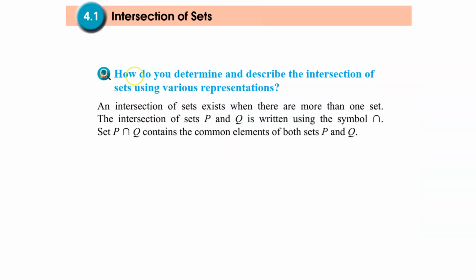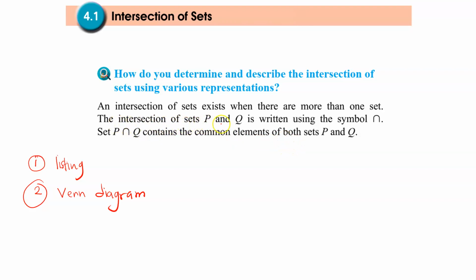Okay, intersection of set. How do you determine and describe the intersection of set using various representations? So, various representations, we have two. One, by listing, and two, using a Venn diagram. So, first by listing, second by using a Venn diagram. An intersection of sets exists when there is more than one set. So it means at least two sets are involved, then there is an intersection.